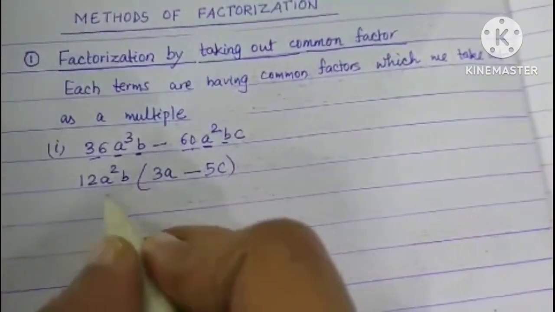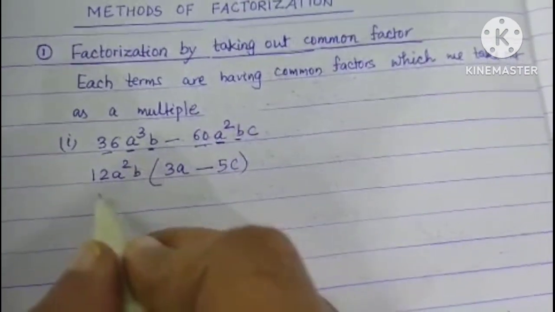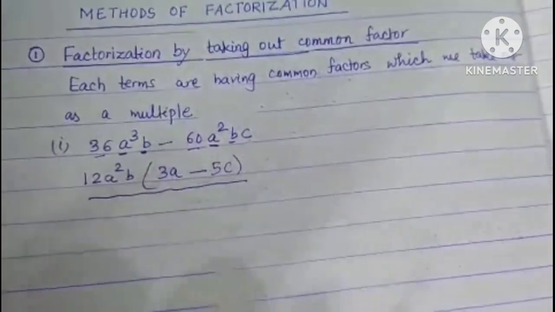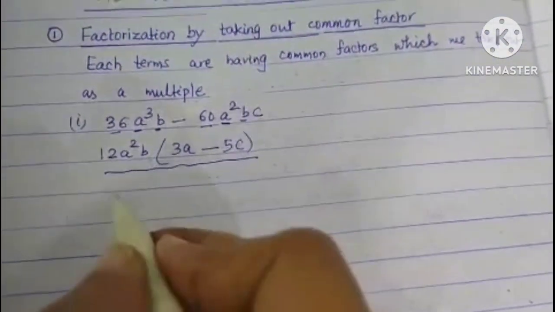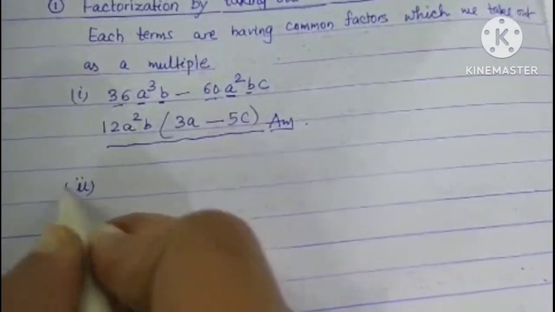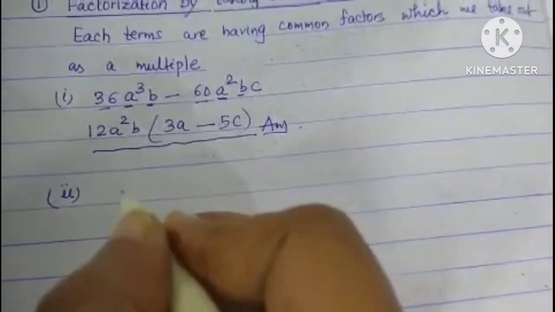So this will be the factorization of this polynomial. This is the factor of having lowest degree. Now we cannot factorize this one more. So this one is the answer. Okay. Let us see another one. Second one. Let us take this one.